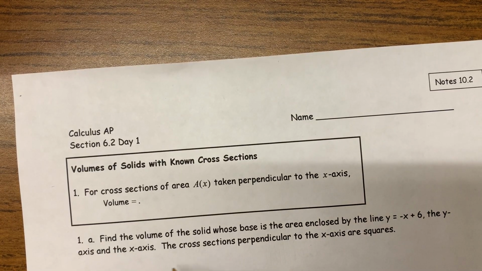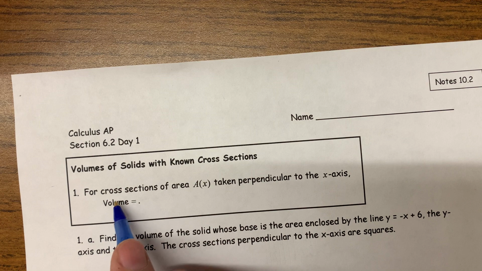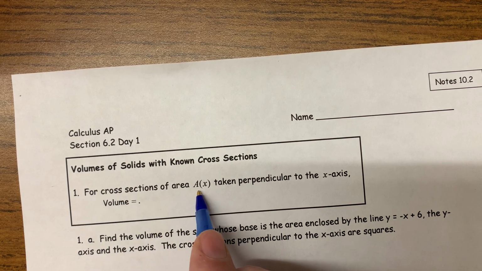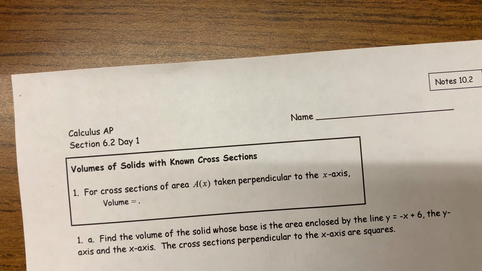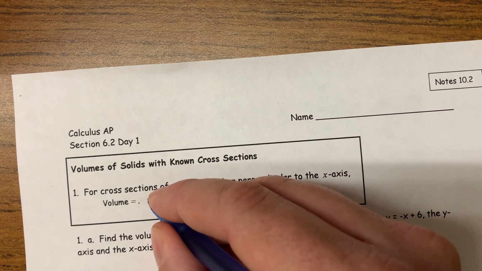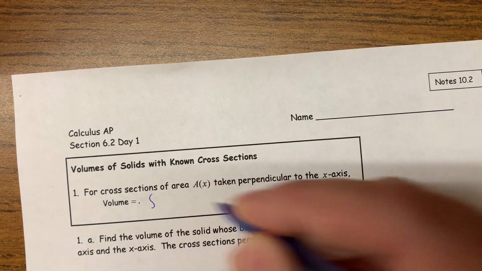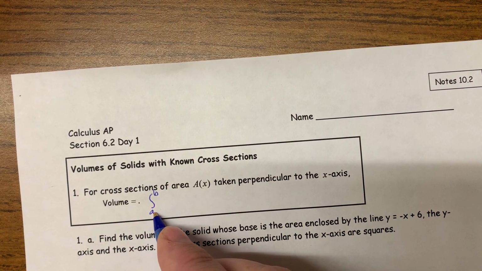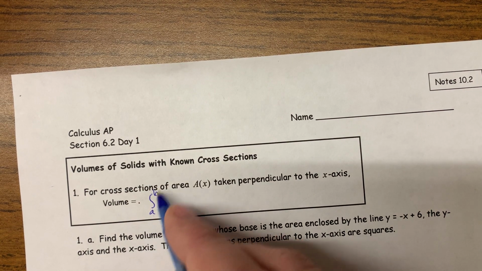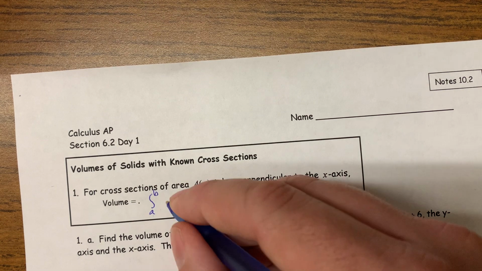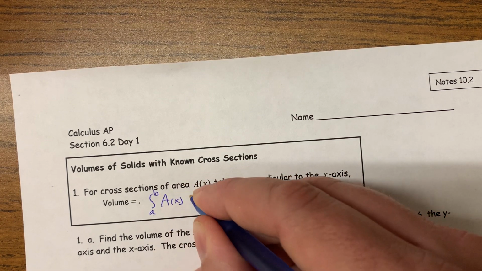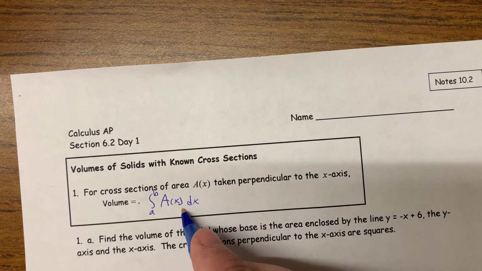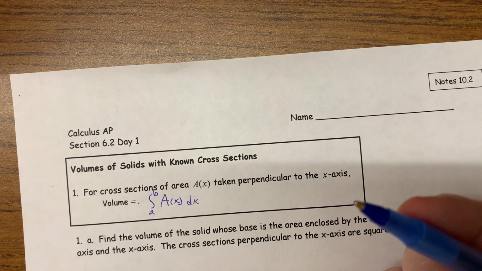And if you have a volume and you know the areas at every point x perpendicular to the x-axis, the volume is going to be the integral from a to b, so from the beginning of the place in the x-axis where you're starting till the end of the x-axis, of the areas. And this just says, look, you add up all these areas and it will give you the volume.